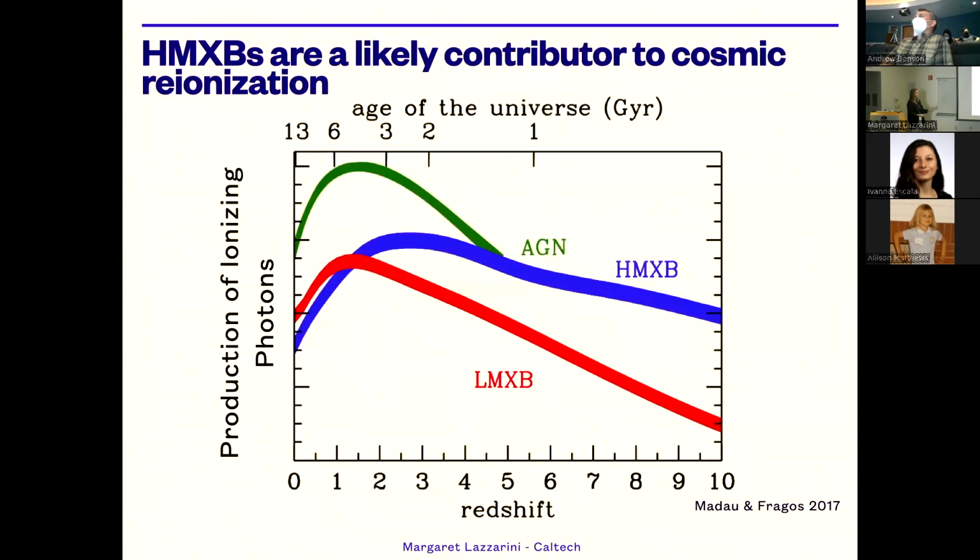The last piece I'll talk about is the high-mass X-ray binaries. If you don't care about gravitational waves or just massive stars in general, high-mass X-ray binaries likely played a pretty big role in cosmic reionization. Past redshifts of about 5, HMXBs dominated in the production of ionizing photons in the universe.